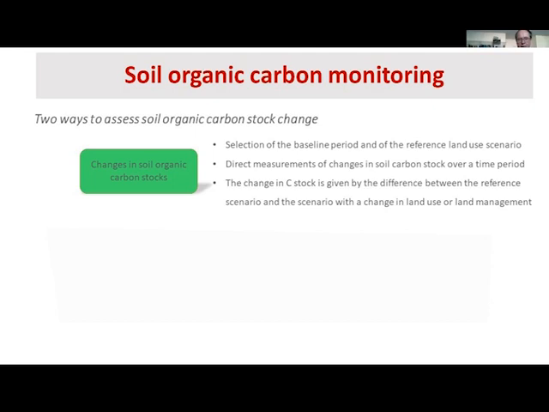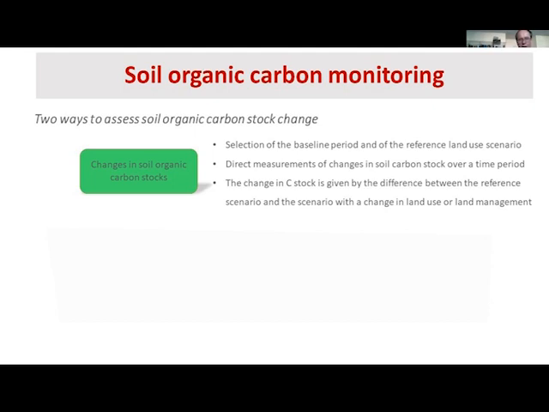So selecting the baseline period, selecting the reference land use scenario, measuring directly the changes in the soil carbon stock over a time period are the classical ways to monitor the change. And the change will be given by the difference between the reference scenario and the scenario with a change in land use or land management. There is ample literature on how to do this, and we could point you to the recent guidelines by the FAO that also describe how to do this in depth.